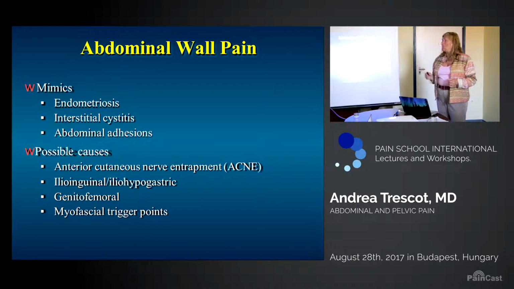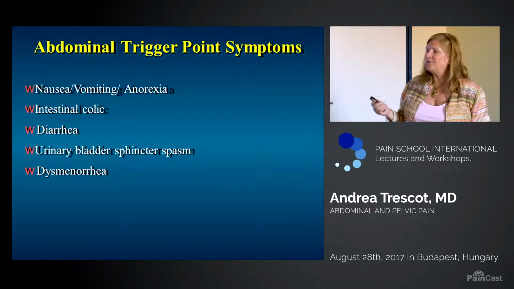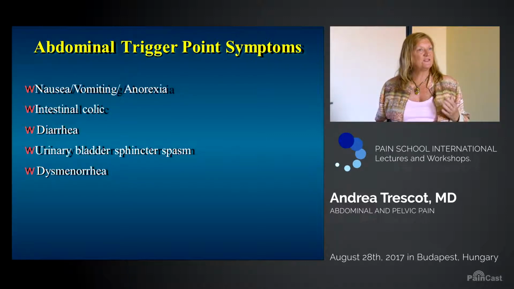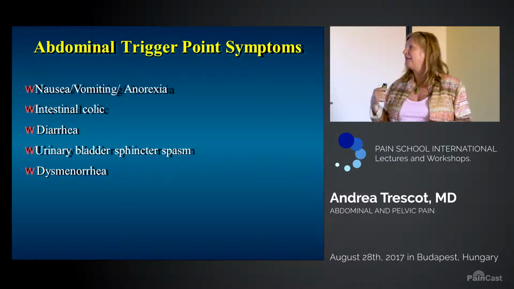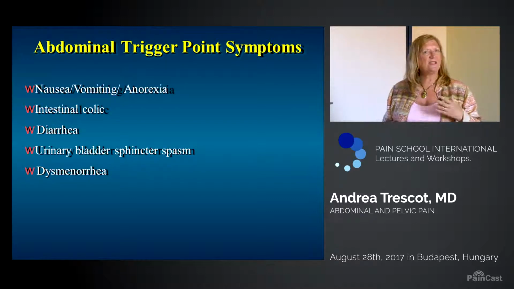So you've got your abdominal wall pain, which will mimic endometriosis, interstitial cystitis, abdominal adhesions. And the anterior cutaneous nerve entrapment, or ACNES, which we talked about yesterday when we were doing the physical exam, and the fact that the ilioinguinal and iliohypogastric are extensions of that same concept, with potentially other areas, the genitofemoral nerve and myofascial trigger points. And abdominal trigger points, I think that's one of the things that gets forgotten, that these trigger points can cause nausea, vomiting, anorexia, urinary bladder sphincter problems, dysmenorrhea, so all those things that we thought had to be visceral can be coming from the abdominal wall.